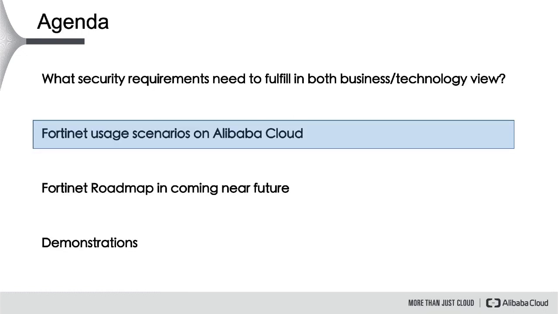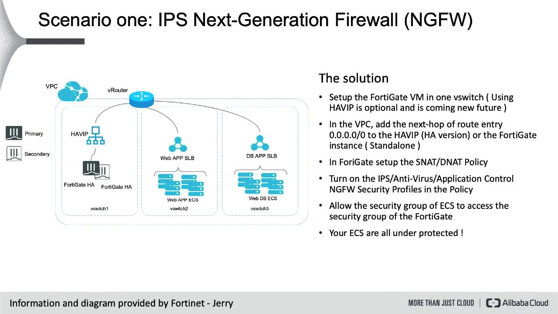Next I will talk about the usage scenario on our Alibaba Cloud for Fortinet. The first one is the security IPS. You can see we have the Fortinet in the vSwitch, and we also have other worker ECS that you want to protect in other vSwitch. First, we need to set up the Fortinet. And if you want the Fortinet to have X-ray capability, then you will need to leverage the X-ray VIP.